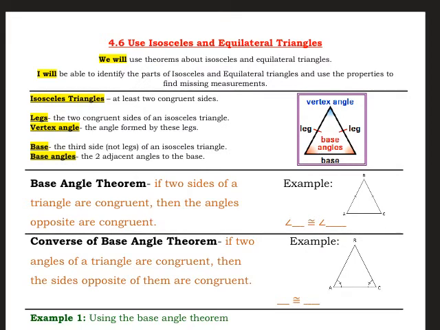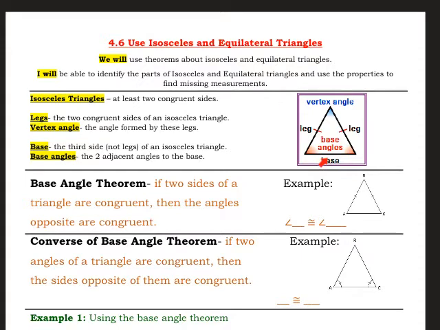So the very first image we have is describing an isosceles triangle. Now an isosceles triangle will have two equal sides. They're called the legs. The third side, the one that's not marked equal, is called the base.